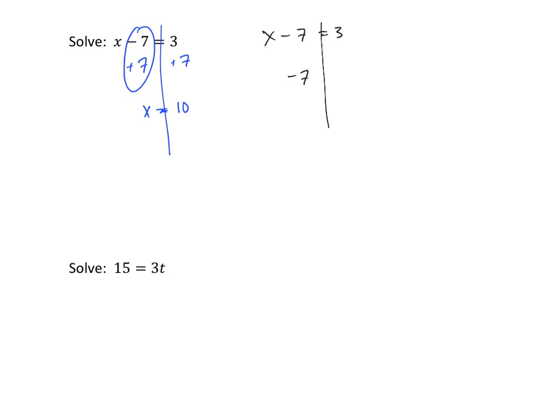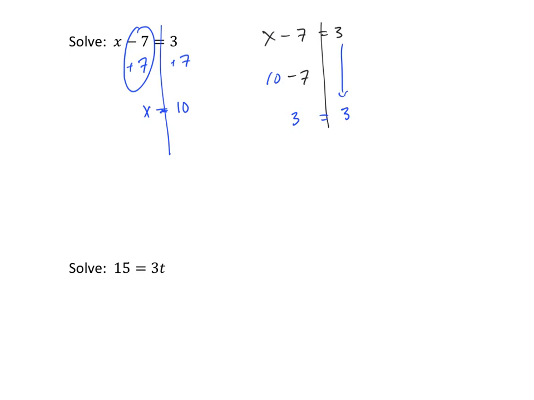So we're going to start with this being the same, but we said x equaled 10, so we're going to say 10 minus 7, which is 3. And this side was already 3. Okay, so this might seem fairly simple, and I hope it is. But that's the same principle.